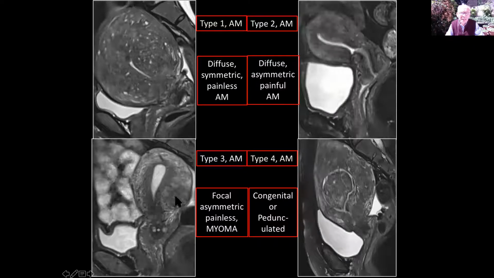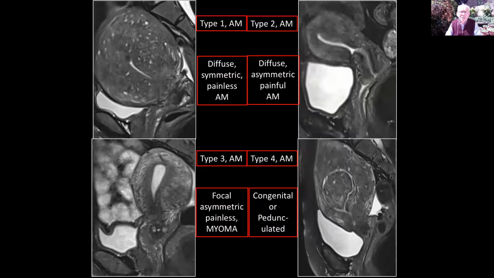Type 3, you can see on the posterior wall here a myoma. This one's a leiomyoma, or a tumor of the smooth muscle. The other pattern that we see is an adenomyoma. Both of these are focal and painless. And finally, we've got a dustbin of all the other kinds of adenomyosis, which are congenital or pedunculated. And there's different patterns of polyps that arise that can contribute in this set of circumstances.